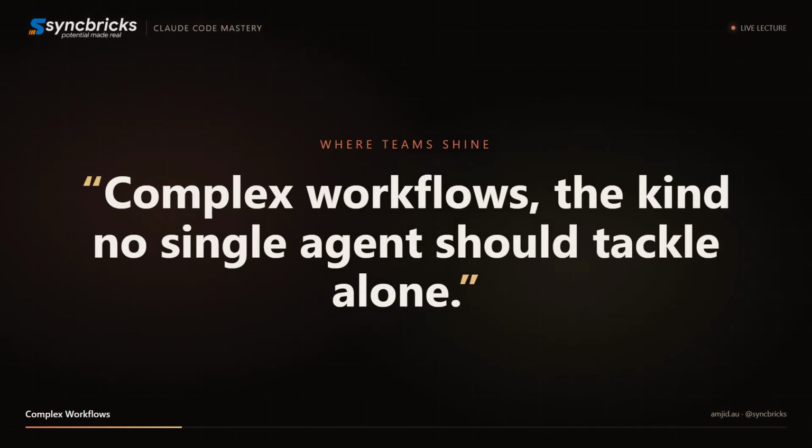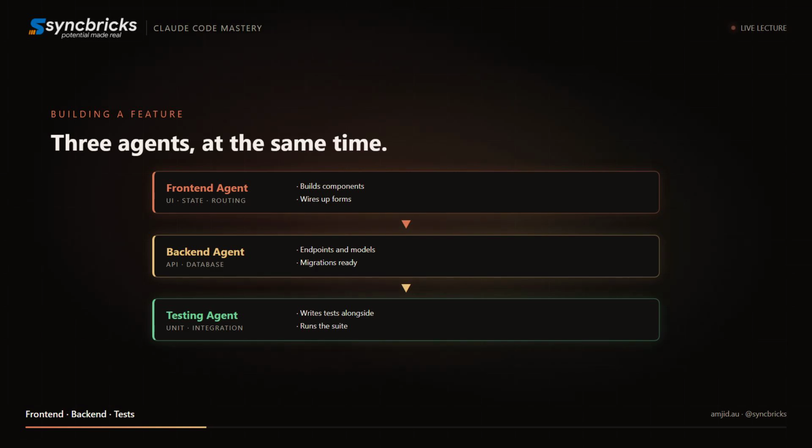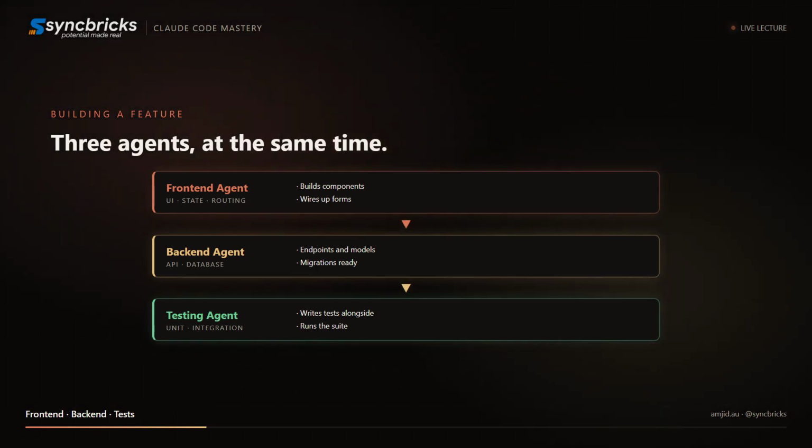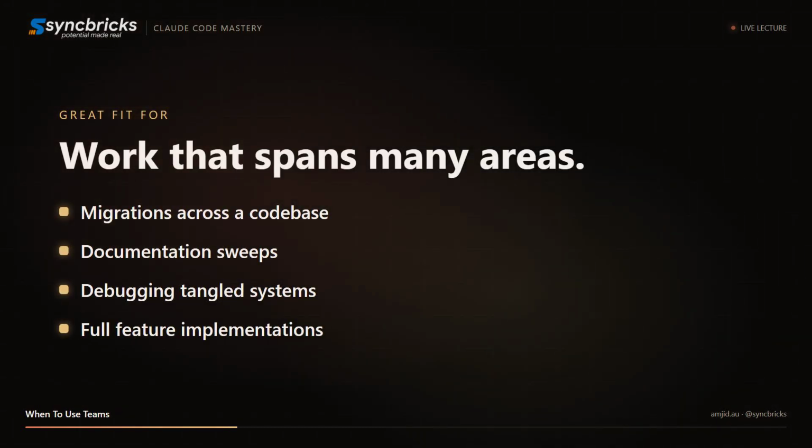Agent teams are especially useful for complex workflows. For example, when building a feature, you can assign one agent to the front end, another to the back end, and another to testing. All three work at the same time instead of waiting for each other. They are also useful for tasks such as migrations, documentation, debugging, and full system implementations.